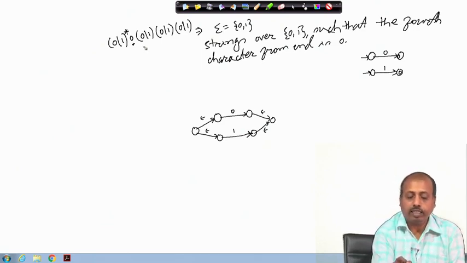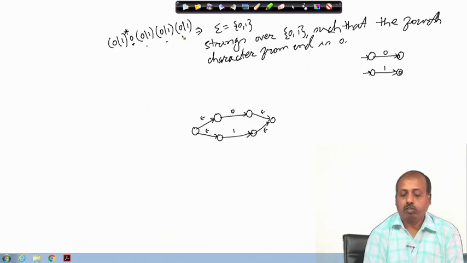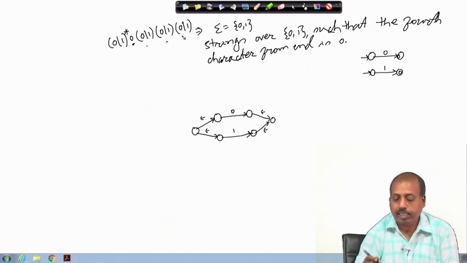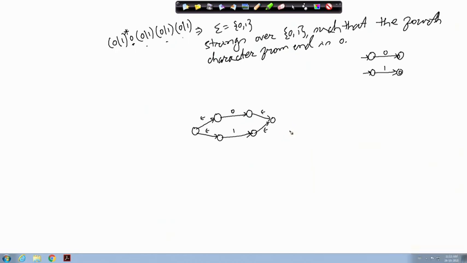Now, you see that there are 3 such (0 or 1)s. So, I have to make 3 such structures and put them one after the other. So, let us put 3 such structures.